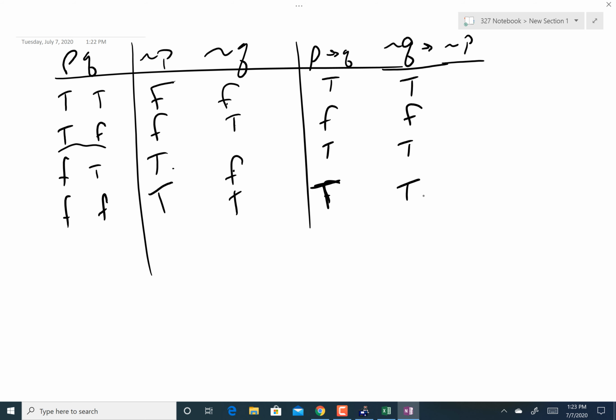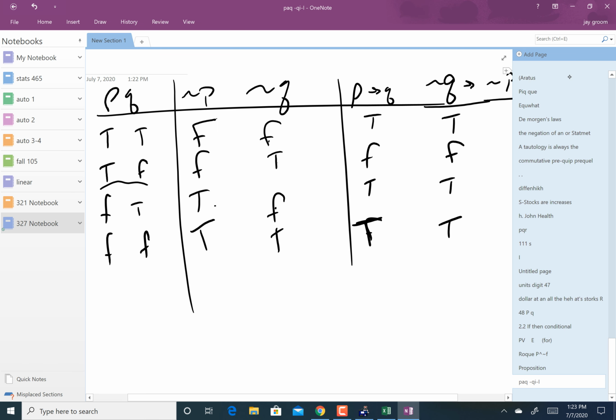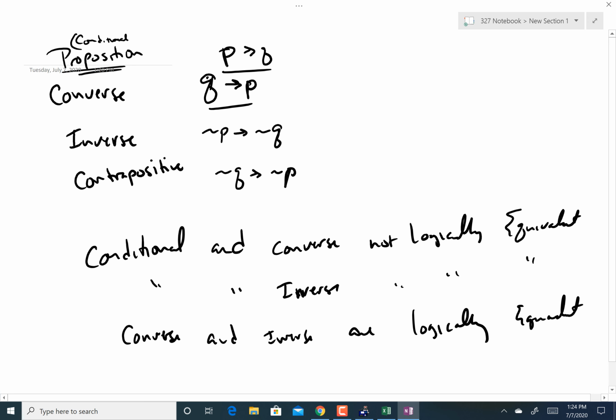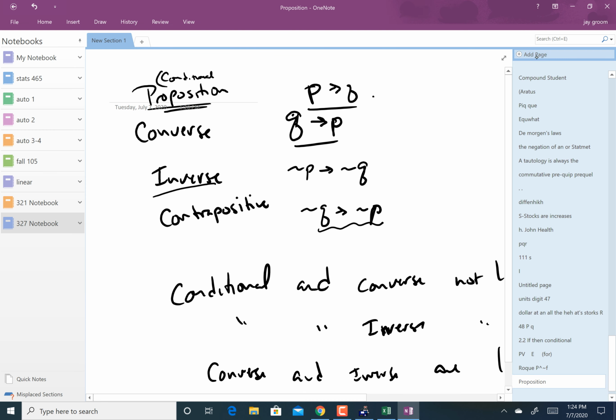I don't like the way your book does it. To me, when I learned it, it makes the most sense this way: the converse just swaps them, the inverse negates them, and the contrapositive does both. Your book chooses to do the contrapositive right after the initial conditional, because they are logically equivalent, and then the other two are logically equivalent. I understand why they do it, but I think it confuses people, so I don't like to teach it in that order.